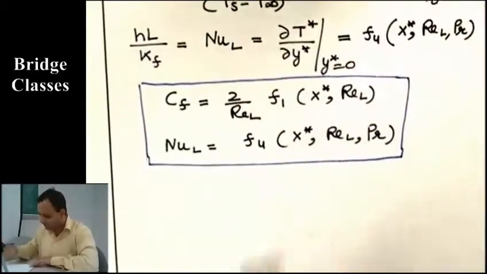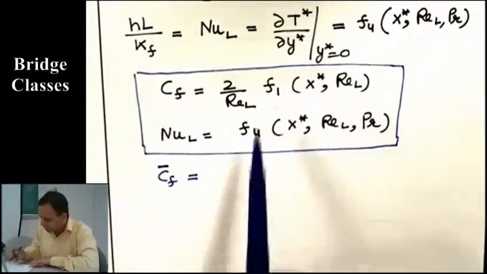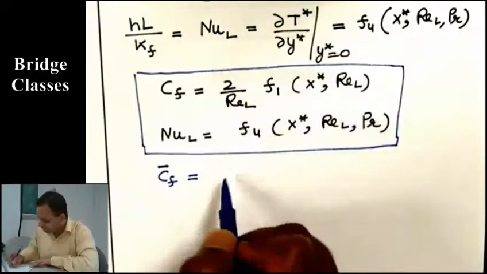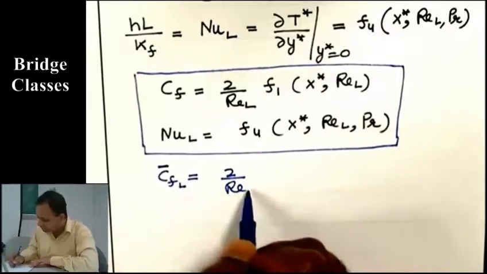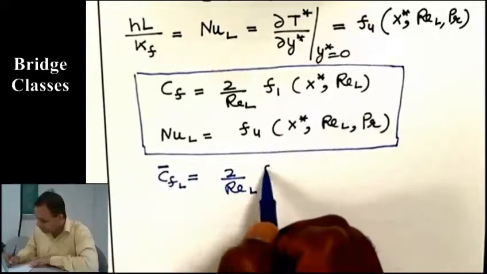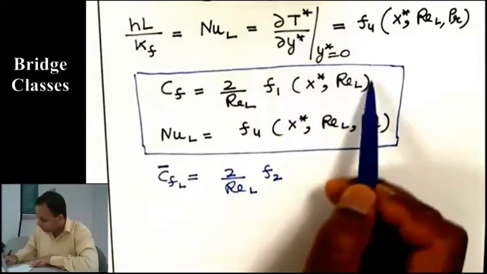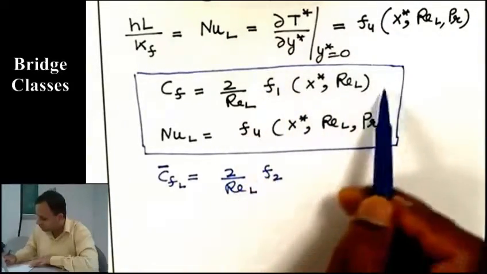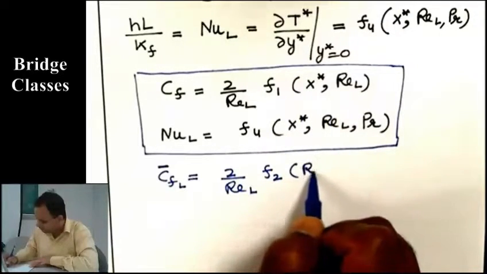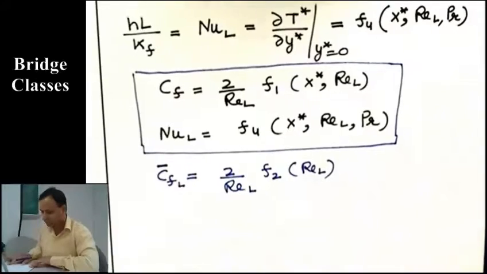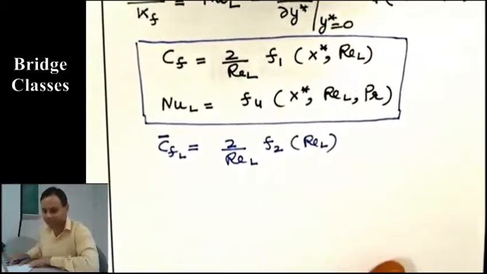And if you want to write average values, see Cf average. So we are going to take an average of this. That will be 2 over Reynolds number times some function, say let us call that F2. If you integrate this function over the length, there won't be any x star then. It will be some function of Reynolds number. So the average Cf depends only on Reynolds number. Okay, that's what we get.